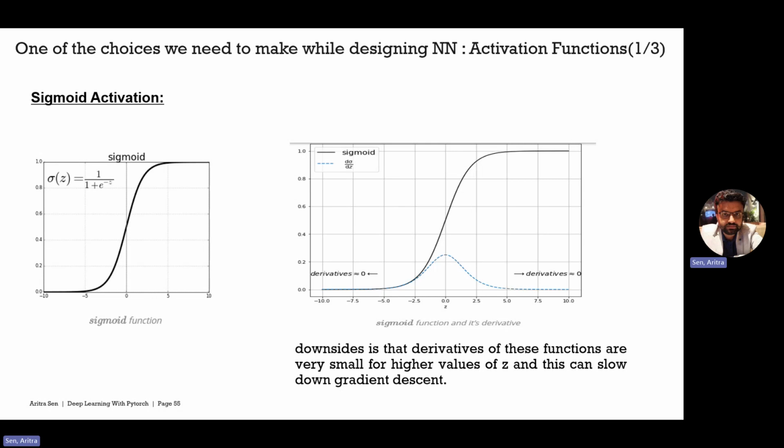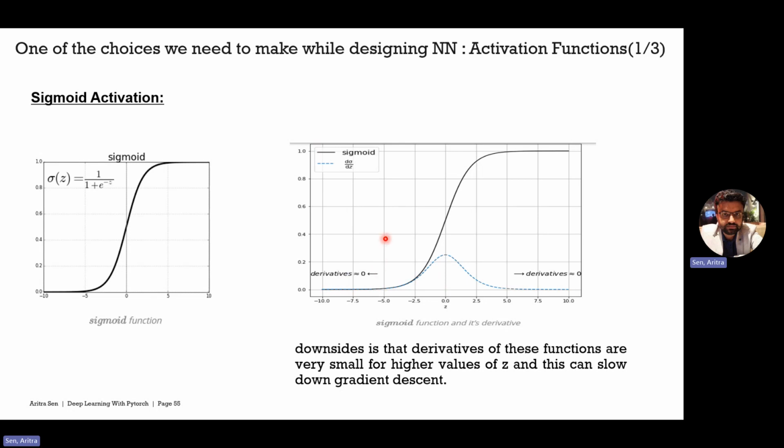So if you see, for higher values of z, where z is on the x-axis, and the output of my activation function is on the y-axis, right? For higher values of z, if you just look at the derivative here, the derivatives are close to zero, right? And also for higher negative values of z, your derivative tends to be close to zero.